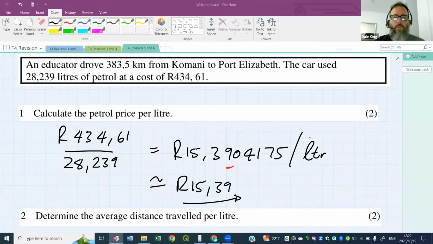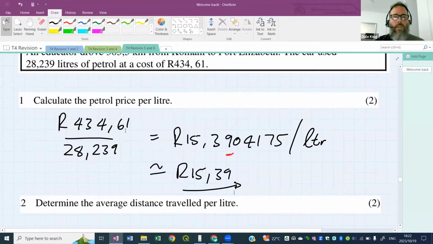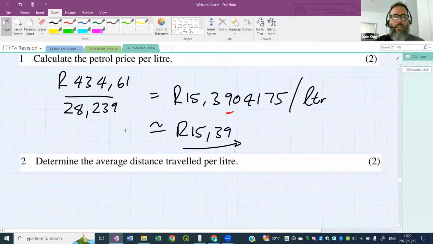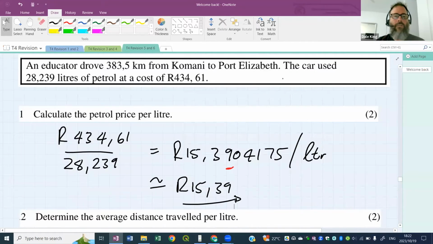Next question, I'm sure you're all looking at it. You're probably ignoring what I was saying. Next question is there. Determine the average distance traveled per liter. So how many kilometers per liter did they travel? Let me go up to information. There it is. Determine the average distance traveled per liter. Thank you, Tando. Determine the average distance traveled per liter.